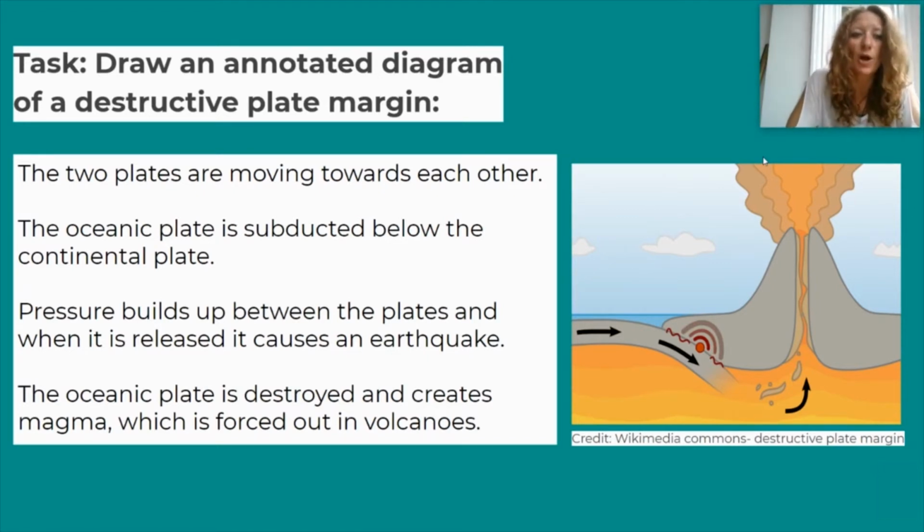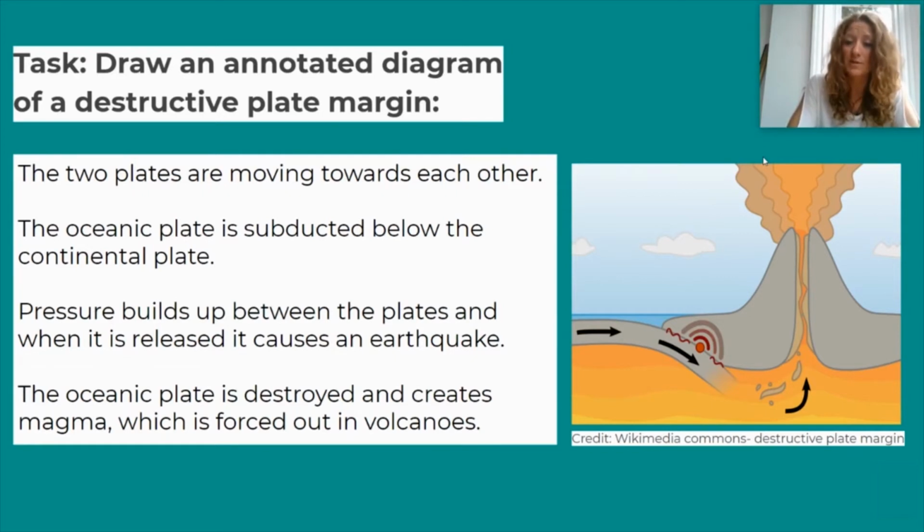Okay, then we would have the oceanic plate is subducted below the continental plate. Now remember that really important geographical term, subducted. It means to sink. Then we've got pressure builds up between the plates, and when it is released, it causes an earthquake. Because again, we're linking to the fact that these margins create tectonic hazards. And then last but not least, the oceanic plate is destroyed and creates magma, which is forced out in volcanoes.